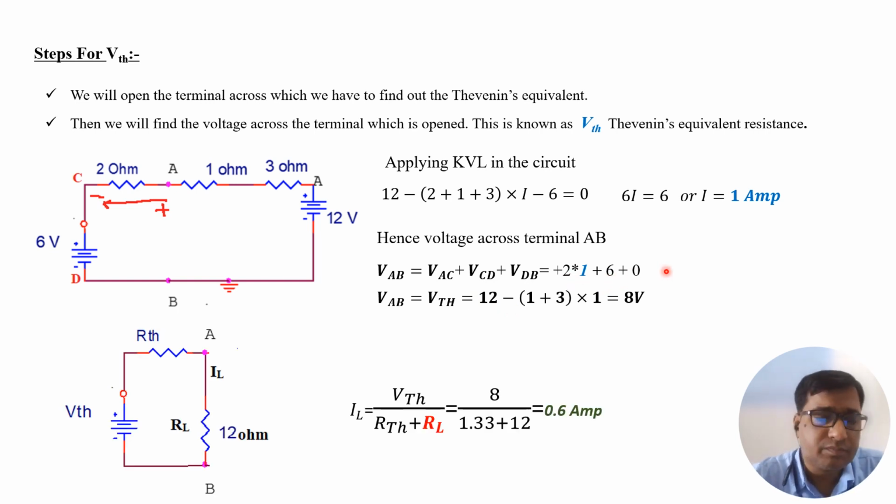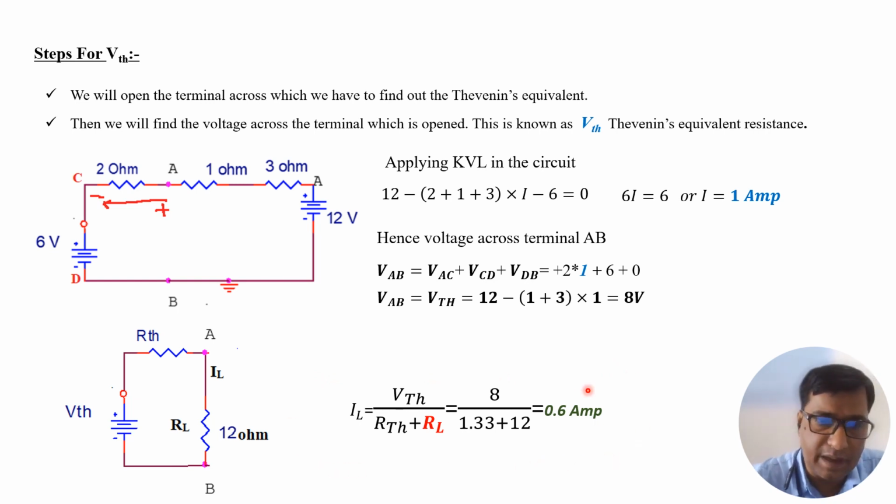So VTH will be 8 volt. Now we just have to use the same circuit, that is Thevenin's equivalent: VTH in series with RTH, and the load that we removed from the circuit, that is AB. We are just putting the same load resistance in the branch AB, that is 12 ohm. So that is the complete Thevenin's equivalent circuit. As we have calculated, the value of VTH is 8 volt, and RTH is 1.33 ohm. Hence, putting these values in the given circuit, here RL is 12 ohm. The value of load current will be 0.6 ampere.